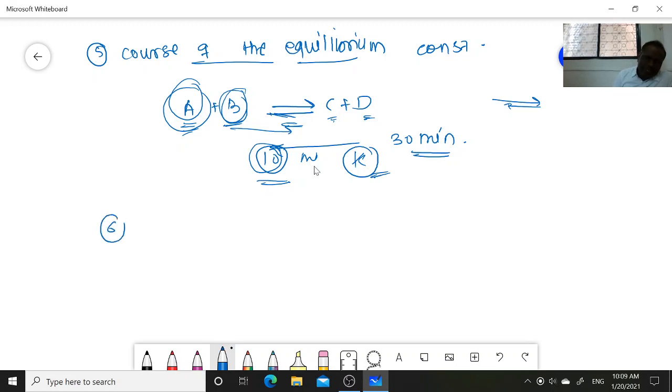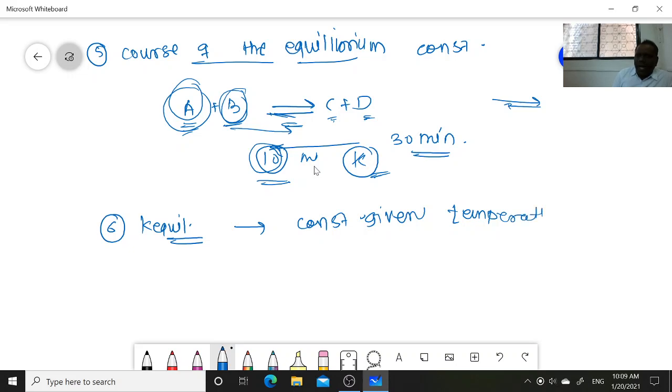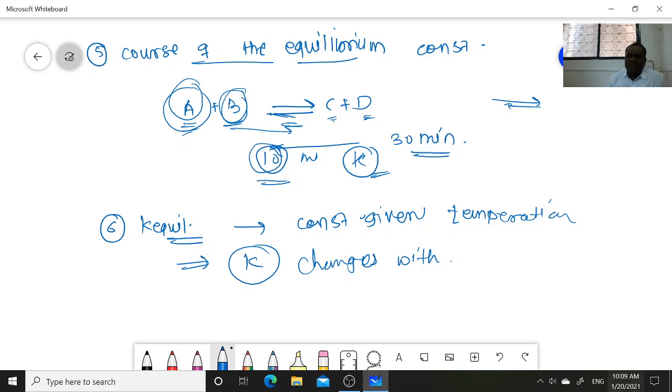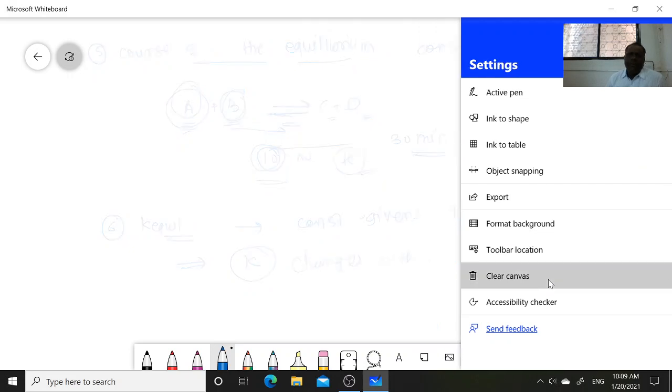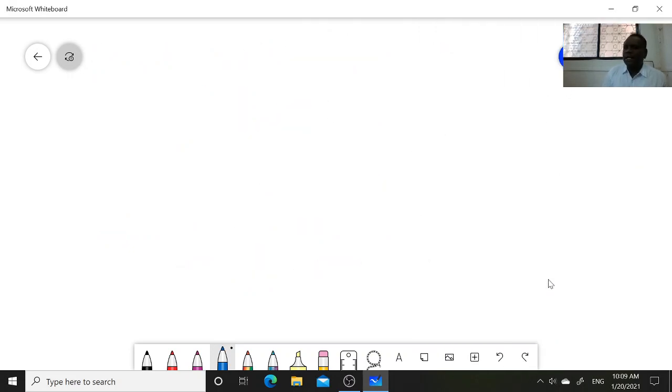Please remember that. Number 6: the equilibrium constant K is constant at a given temperature. As the temperature changes, the equilibrium constant also changes. Equilibrium constant changes with the temperature. Please remember that. These are some of the conclusions that we have learned during the last few lectures, as we are learning the equilibrium constant, right? Next, we will see the equilibrium constant and extent of the reaction.